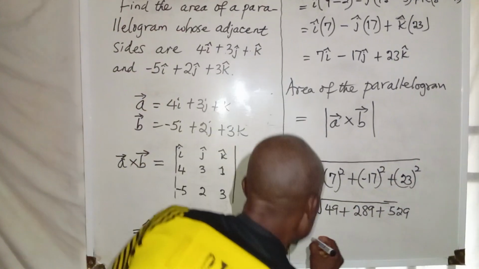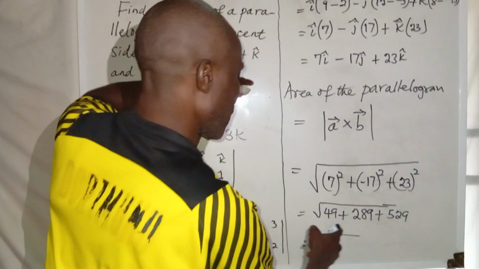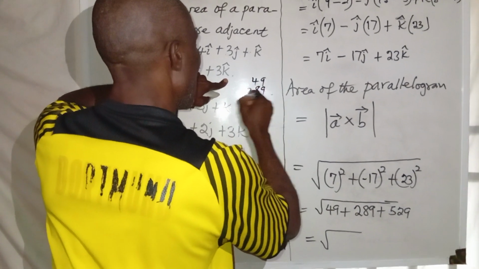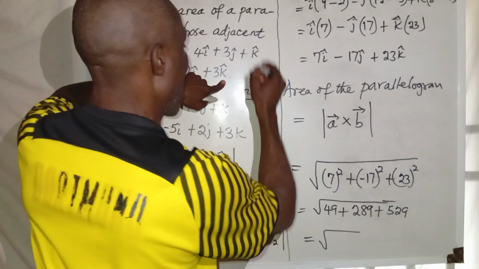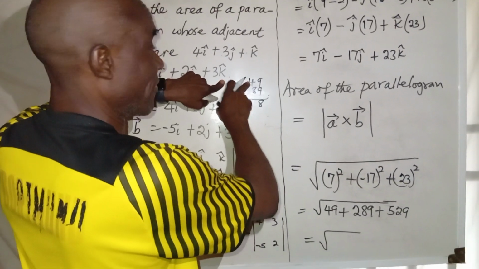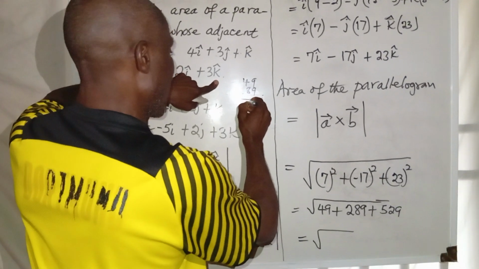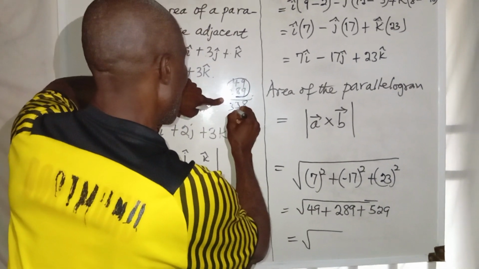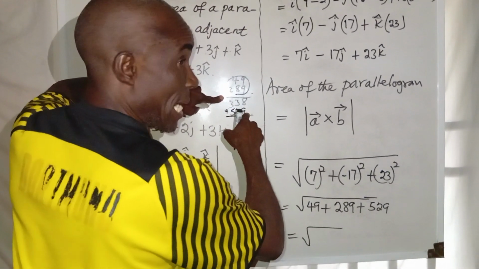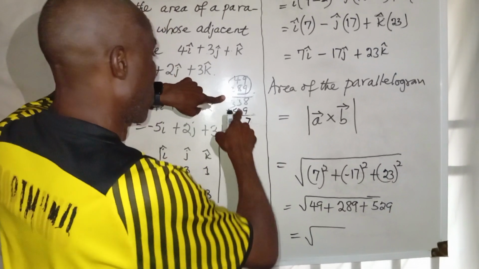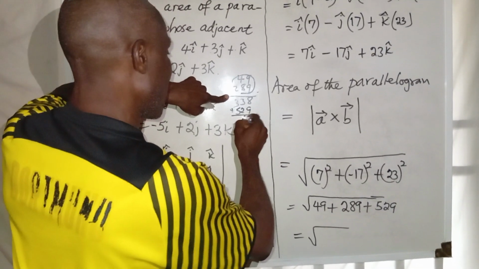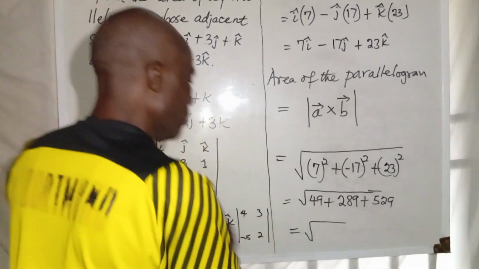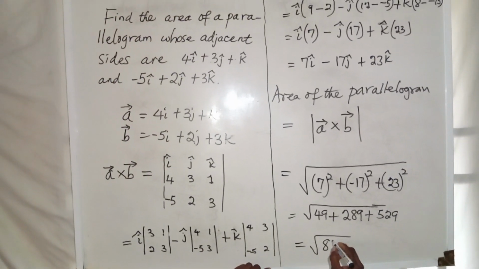Summing it all, we have the square root of 49 plus 289 plus 529. 9 plus 9 is 18, 8 carry 1. 1 plus 4 is 5, plus 8 is 13, 3 carry 1. 1 plus 2 is 3. Now plus 529: 8 plus 9 is 17, carry 1. 1 plus 3 is 4, plus 2 is 6. 3 plus 5 is 8. So everything becomes 867.